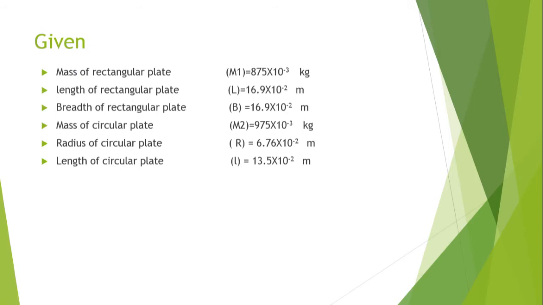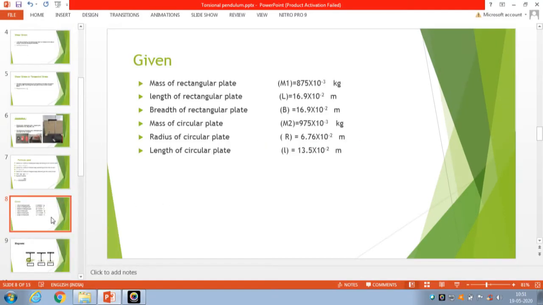Next is the given data. I have already told you: for the rectangular plate, the mass, length and breadth are given. The mass of the circular disc, the radius of the circular disc, and the length of the wire will be given. So here the length of the wire is given.